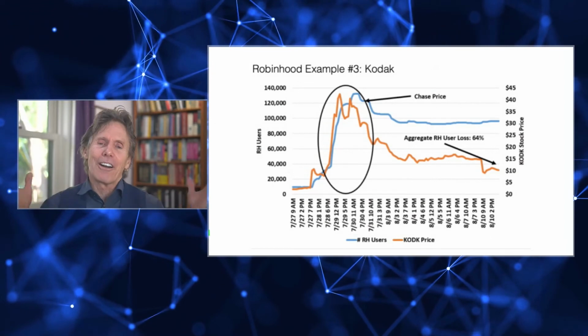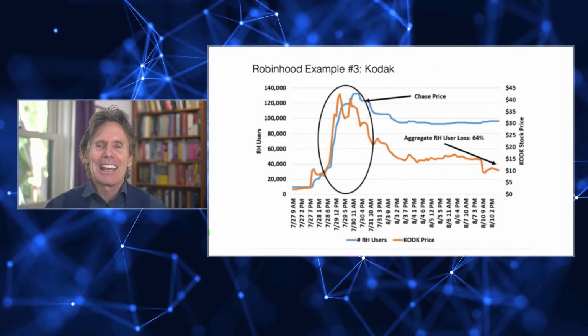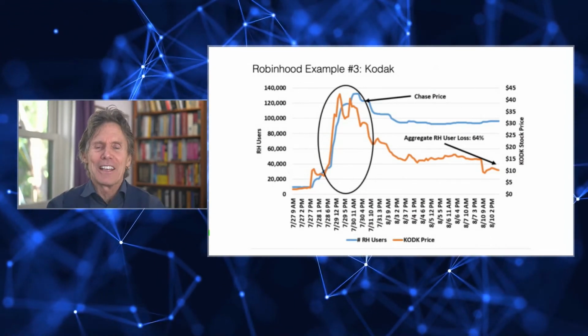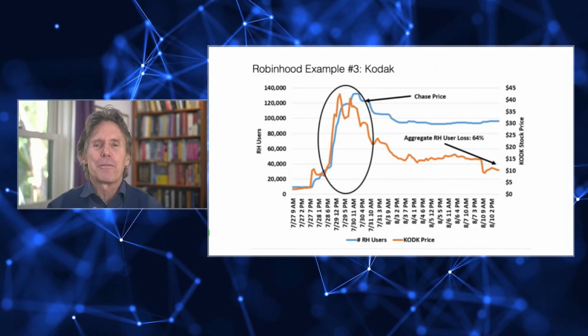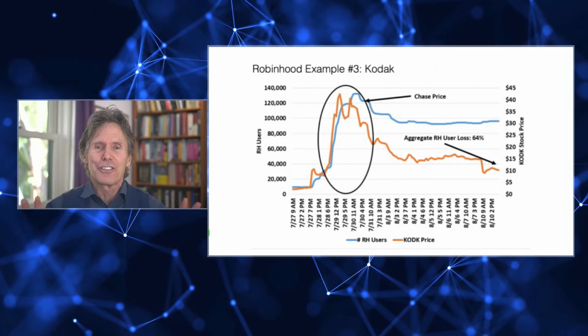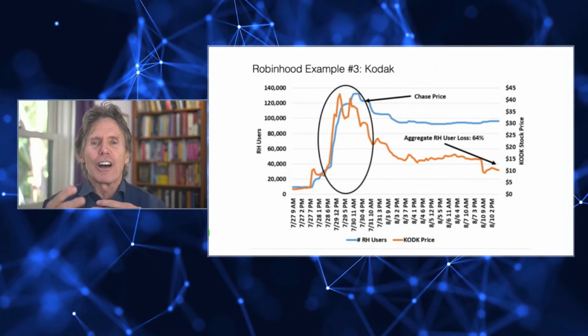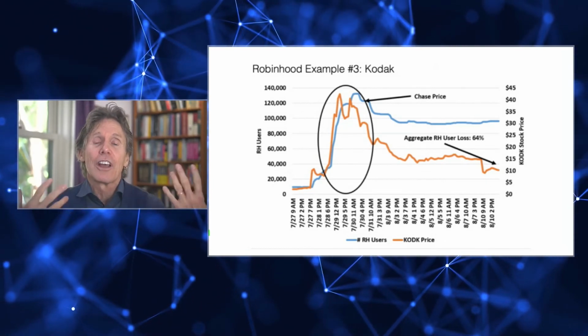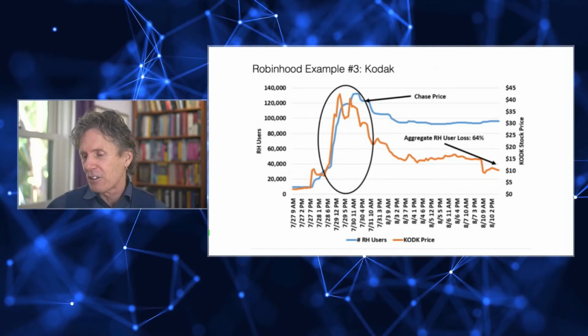Now these are anecdotal events, and they're obviously picked because 64% is very much on the high side. That's not what the average loss is when we look at thousands of events, but it is the typical pattern.